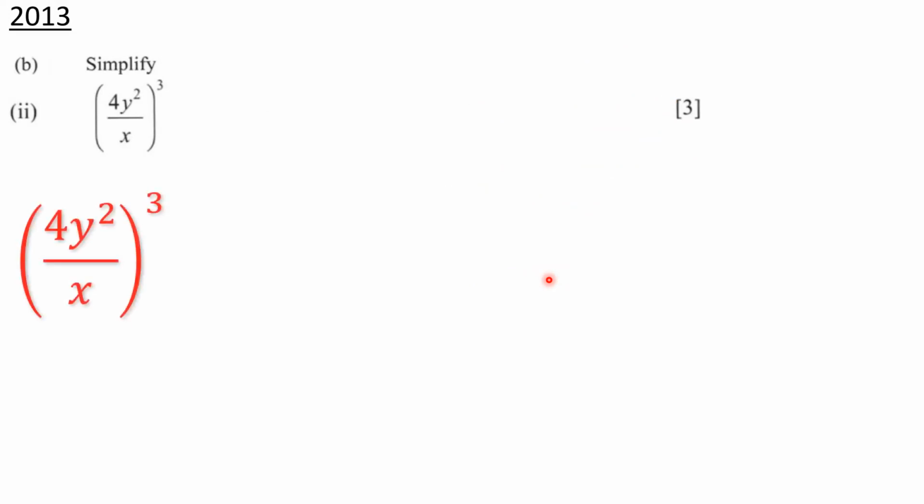Here we have 4y squared divided by x, all raised to the power of 3. And so what we're going to do is take the 3 and send it to the top, and take the 3 and send it to the bottom. So we have 4 times y squared all raised to the power of 3. We're going to take the 3 and put it on top of the 4, and take the 3 and put it on top of the y squared.